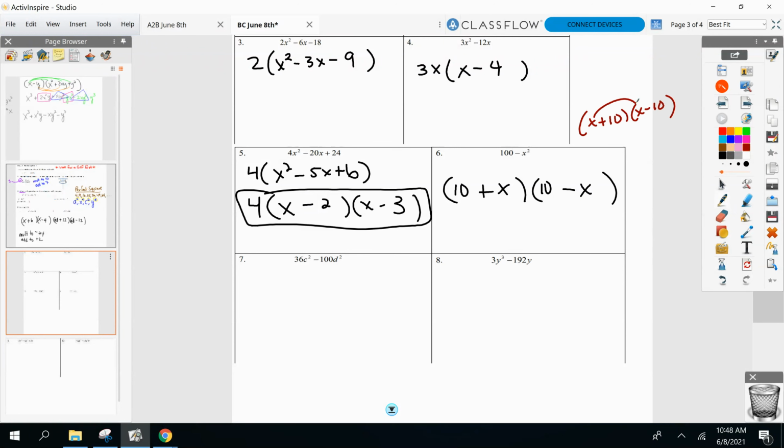Here's why. What's x times x? And what's it in the problem? Negative x squared. So that's why you can't write it x plus 10, x minus 10. It's got to be written backwards, just like that was. Okay?